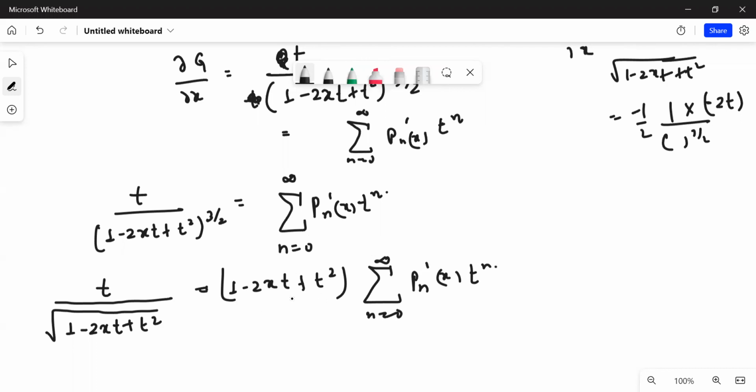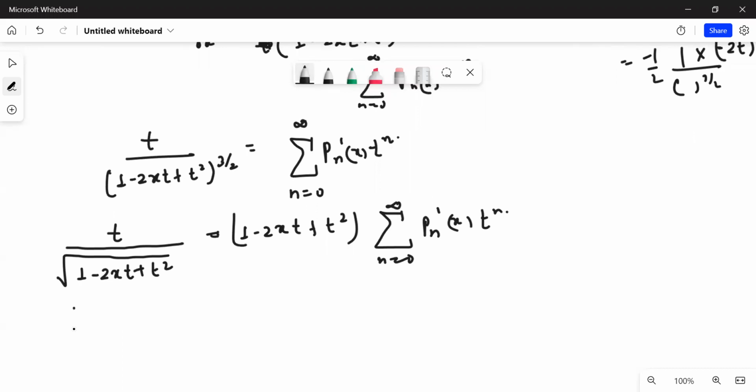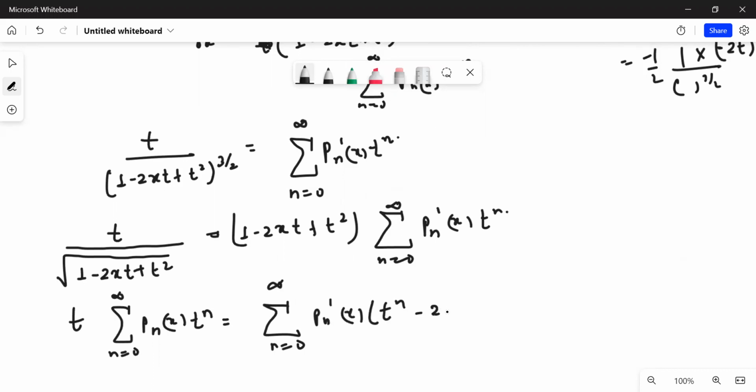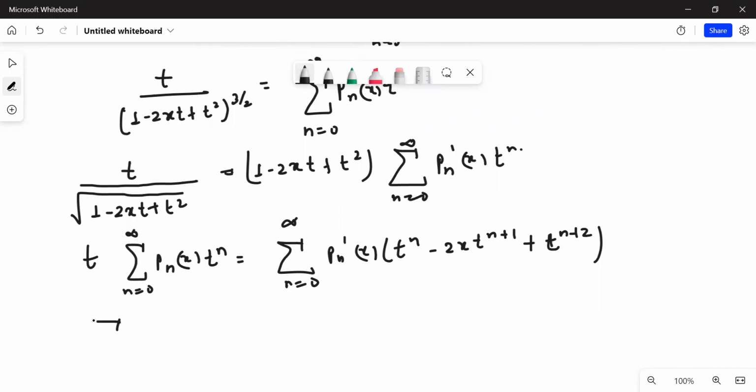And then I can take them in, and I can write again on the left hand side that this is equivalent to t times summation n equal to 0 to infinity Pn x t to the power n, and it is equivalent to writing summation n equal to 0 to infinity P n dash x, and then t to the power n minus 2x t to the power n plus 1 plus t to the power n plus 2. Okay, and then again the same thing, I can write in this fashion: n equal to 0 to infinity, this is Pn, and see t to the power n plus 1 here and t to the power n plus 1 here. So I'll write simply this is equivalent to writing 2x P n dash.